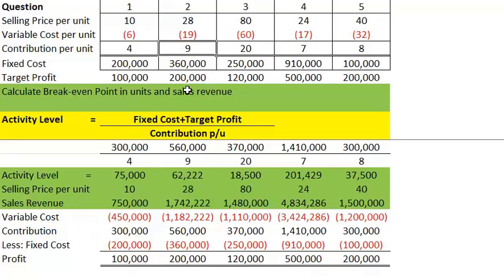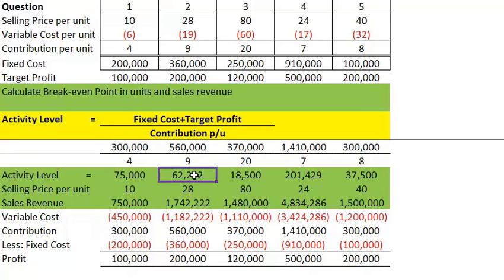In question 2, our fixed cost is 360,000. We add target profit of 200,000. We arrive at 560,000 divided by contribution per unit, which is 9 pound per unit. Activity level is 62,222 units. We multiply activity level by selling price per unit. We arrive at sales revenue of 1.742 million.